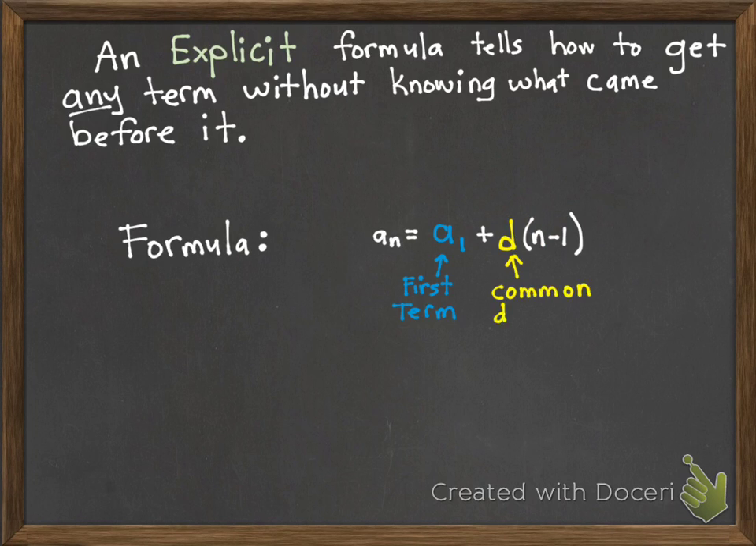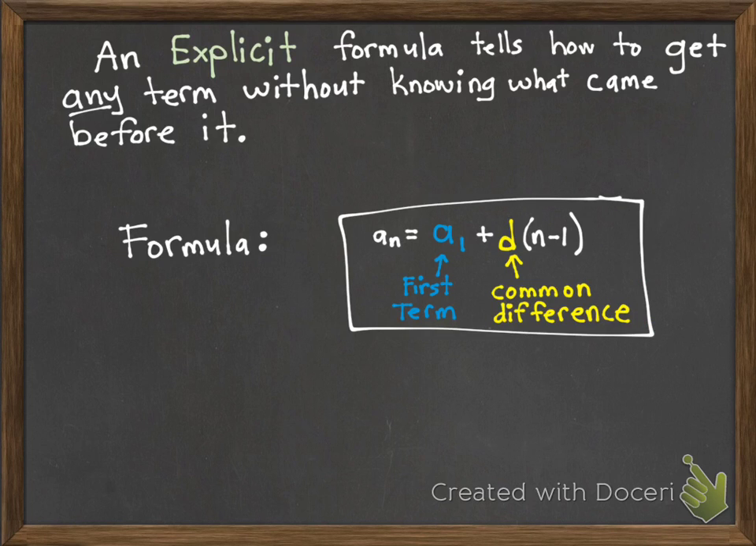There's a formula for the explicit formula: a_n is equal to a_1 plus d times (n minus 1). Now remember, a_1 is the first term, and d is the letter we use for the common difference, which is how much it's adding each time. If it was subtracting, we would just minus d instead of adding d in that formula.